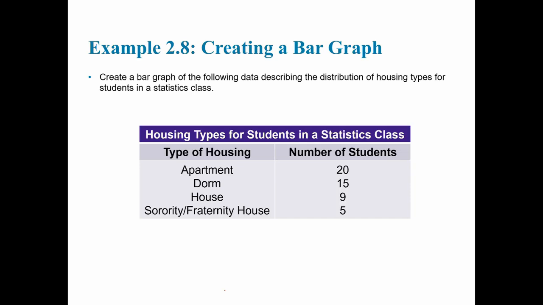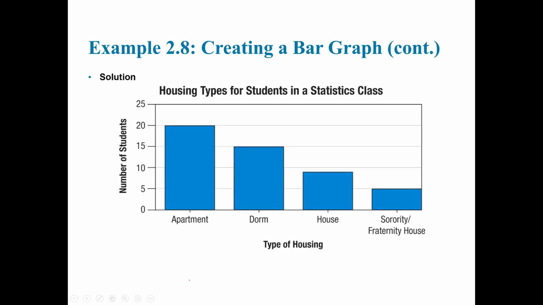So let's build a regular bar graph for the distribution of housing types for students in a statistics class. What we would do in this case is, you have to have an axis title. So in this case, type of housing, number of students.